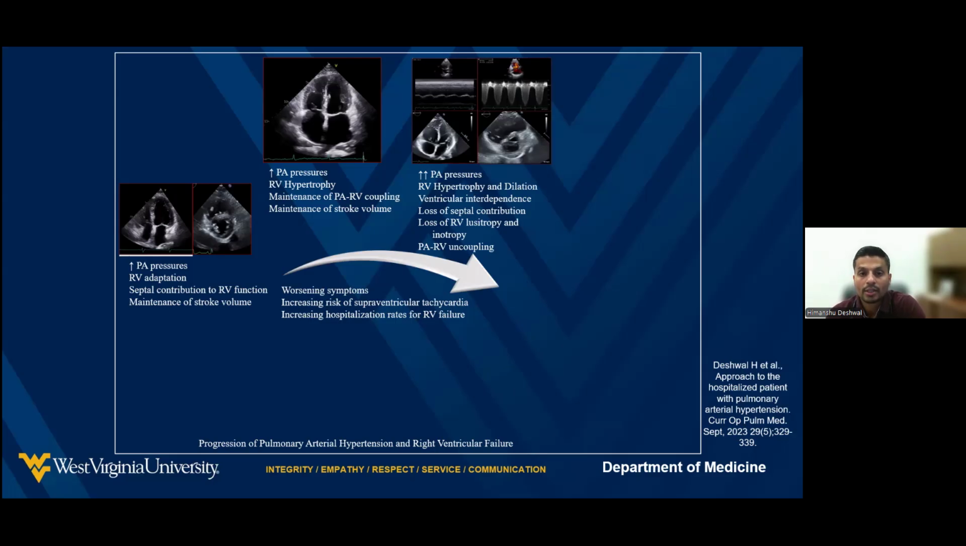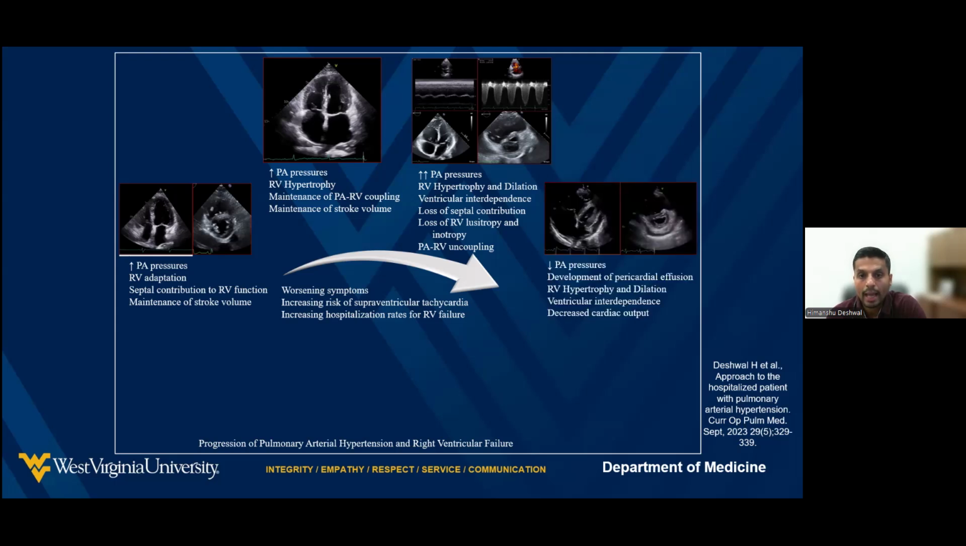Then it starts pushing the septum towards the left ventricle. This is where you lose the septal contribution to the right ventricular function, and you start going into this phase of profound RV failure. Eventually, there is so much congestion that you start having pericardial effusion because of the myocardial veins getting congested, your cardiac output starts dropping, and then you go into cardiogenic shock.